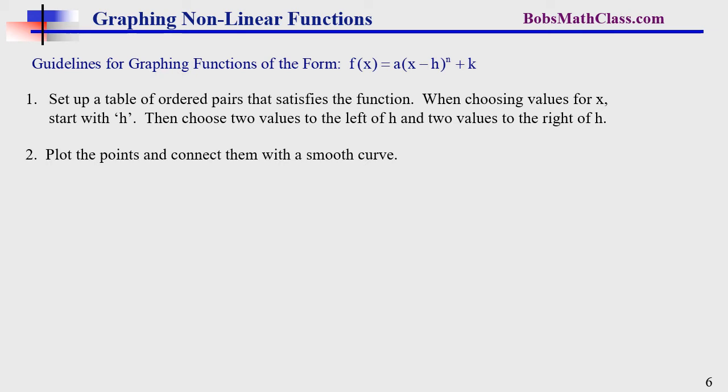We're still going to set up a table of ordered pairs. And when choosing values for x, we always start with h. So we always pick the number that makes it 0 inside the parentheses. And then we pick two numbers to the left and two numbers to the right. So we're trying to keep our directions as basic as possible here. Then we're going to plot the points and try to draw a smooth curve.